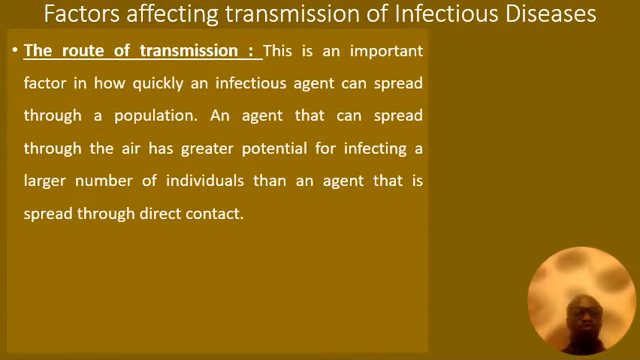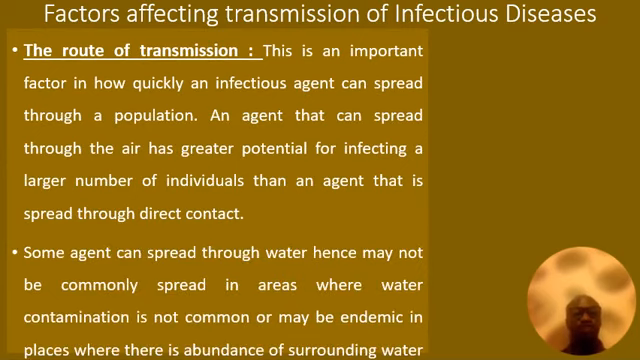Factors affecting infectious diseases in the environment. Number one is the route of transmission. This is very important because the route of transmission determines how fast, how rapid an infection can be transmitted. For instance, an infection which is transmitted through the air has a greater potential of infecting a larger population of individuals than an infectious agent that depends on direct contact.